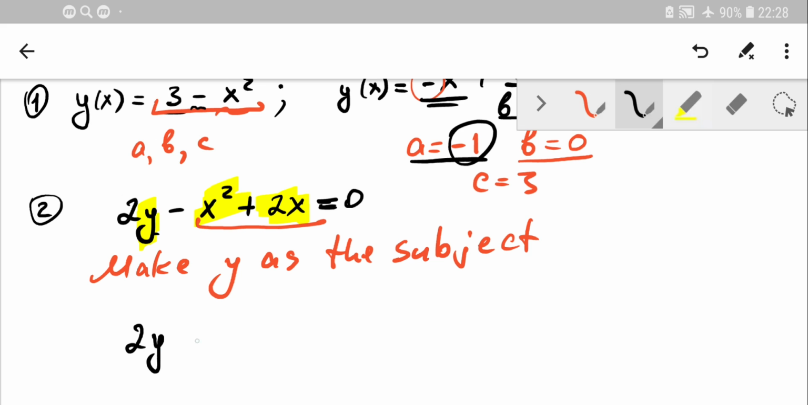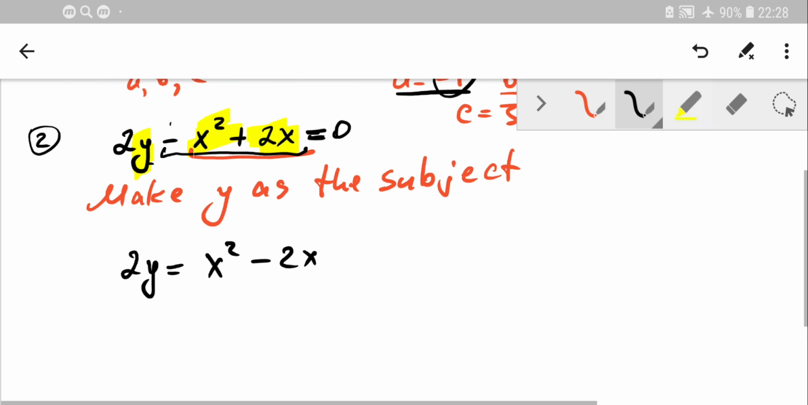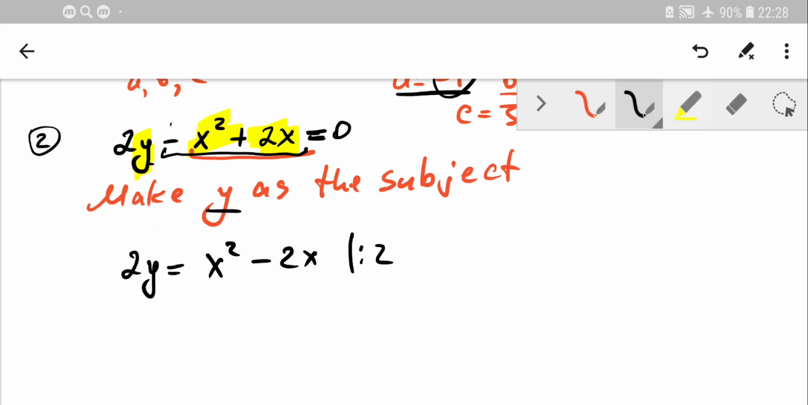First of all, we express 2y, so we collect everything else and transfer it to the right side. So minus x squared becomes positive here, and plus 2x becomes negative 2x. What we're going to do next is divide by 2, because we want to have purely y on the left side. So we'll get y equals x squared over 2 minus 2x over 2, which gives us x.